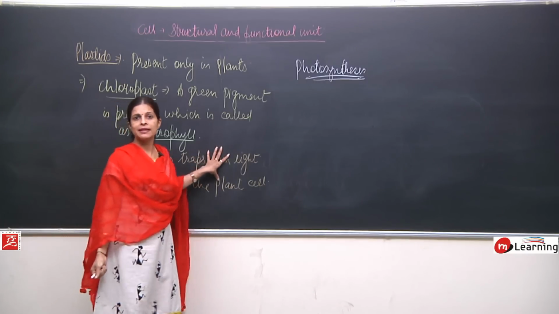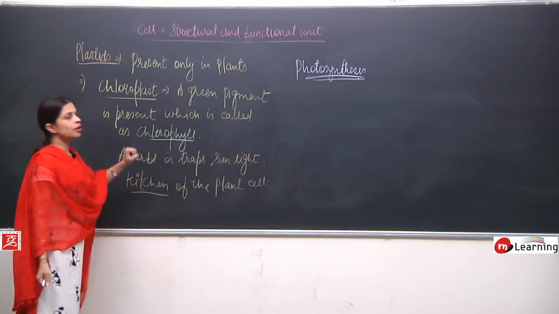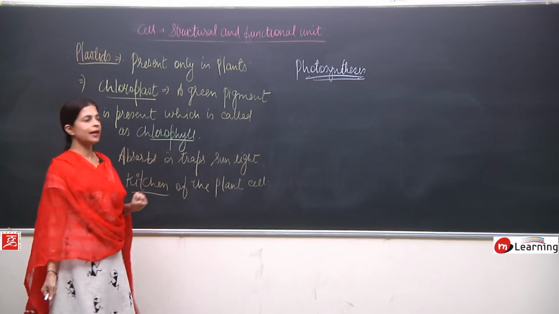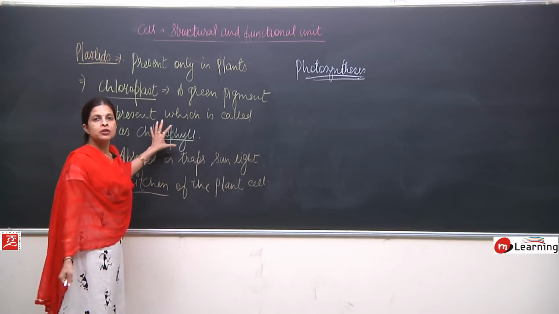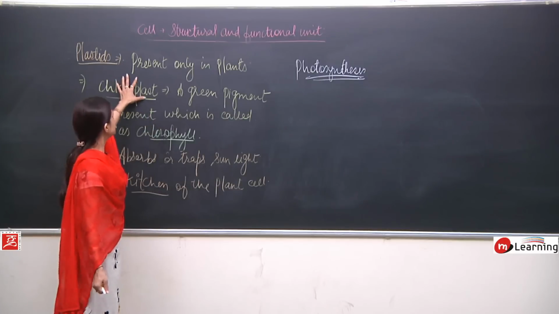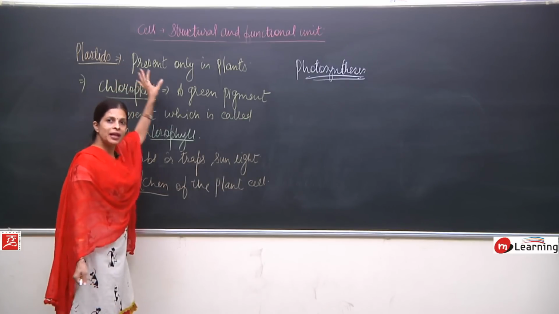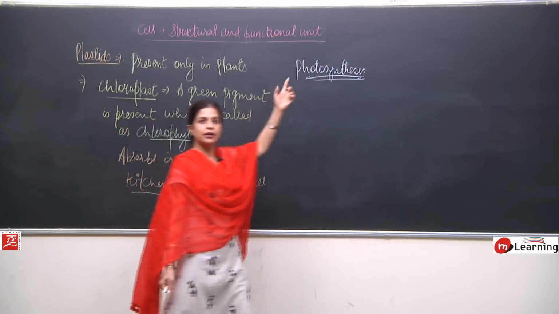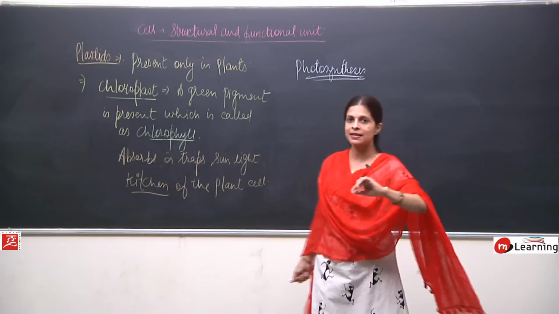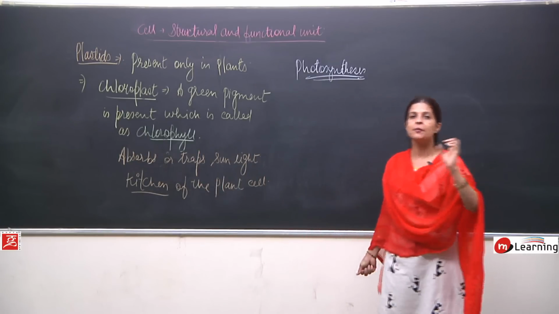And who is trapping this sunlight? This absorption or trapping of sunlight is done by chlorophyll. So what is chlorophyll? Actually, it is present in the chloroplast, which is a plastid. So again, this was a reverse order. So what are plastids?